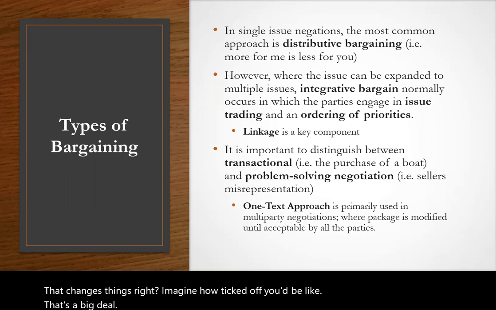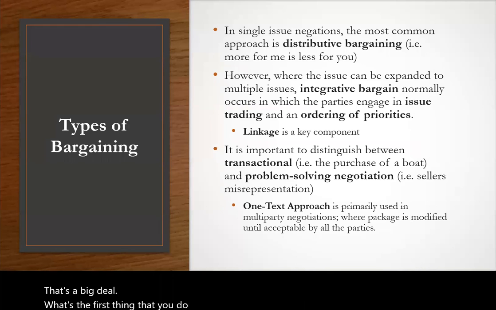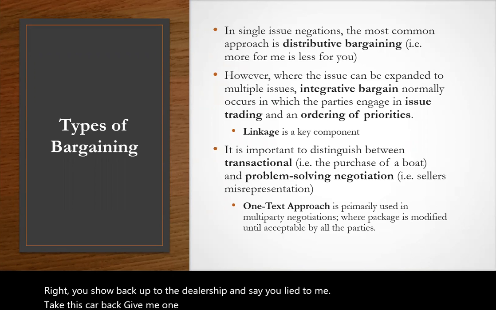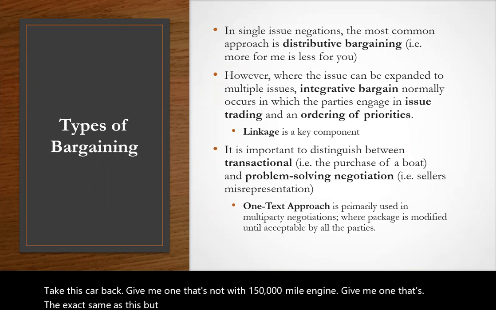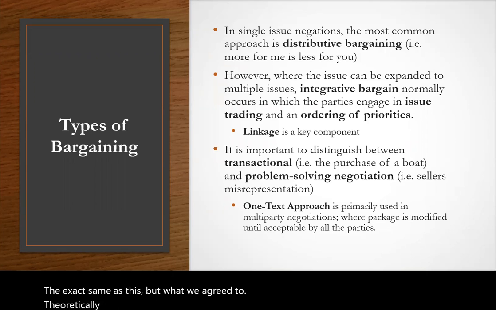What's the first thing that you do in that situation? You take the car back, right? Like you show back up to the dealership and say, you lied to me. Take this car back, give me one that's not with a 150,000 mile engine. Give me one that's the exact same as this, but what we agreed to. Theoretically, that's a problem-solving negotiation, right? But it's hostile. Cooler heads don't prevail.